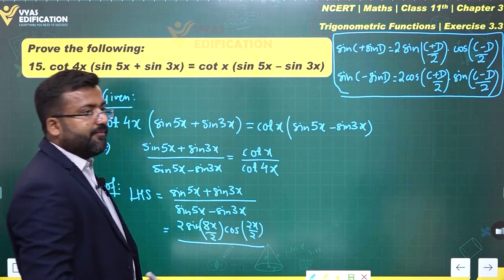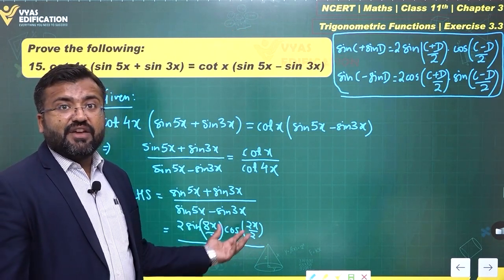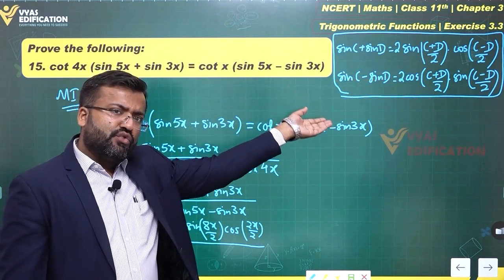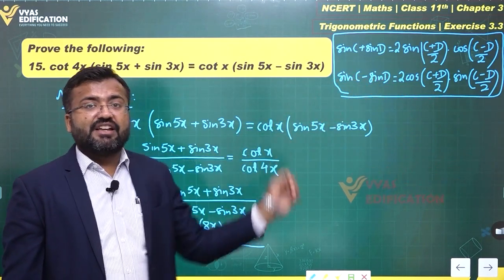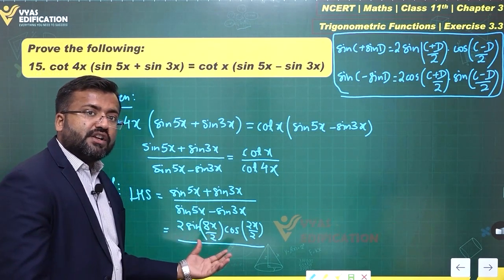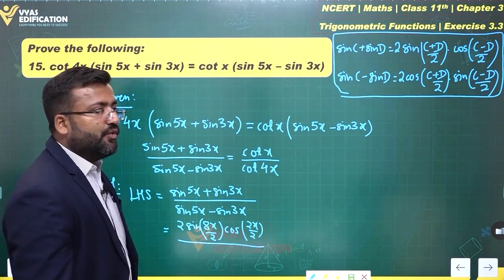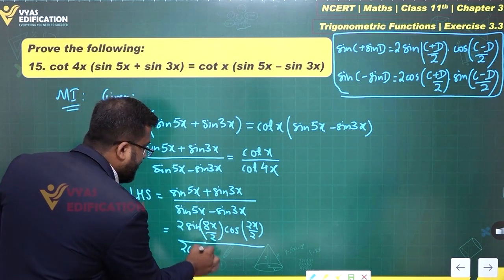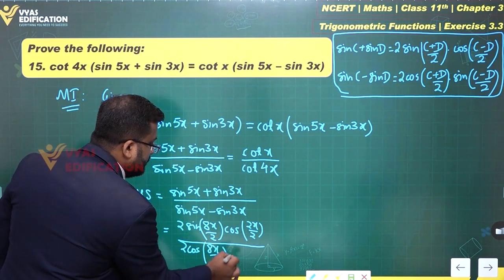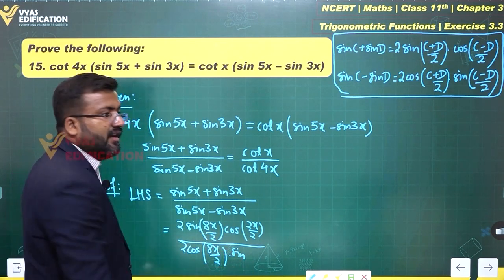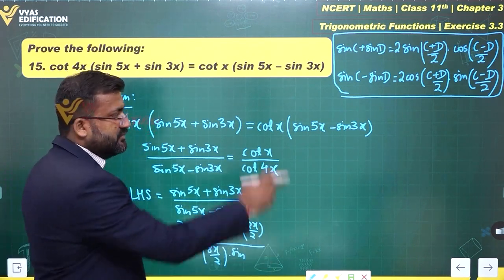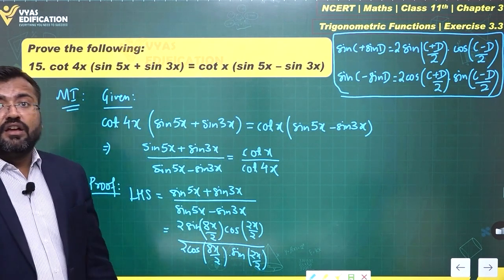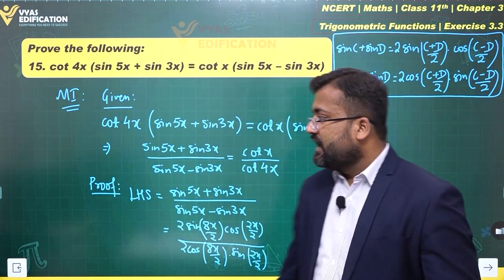What about the denominator? In the denominator you have sin 5x minus sin 3x, which is equivalent to sin C minus sin D. That will be equal to 2 cos (C plus D)/2 sin (C minus D)/2. This is 2 cos (5x plus 3x)/2. What is 5x plus 3x? That is 8x by 2. Sin (5x minus 3x)/2. Clearly observe that this is 2x by 2, right? Can we simplify this further? Yes.